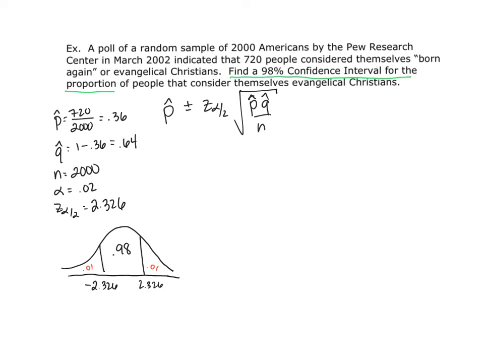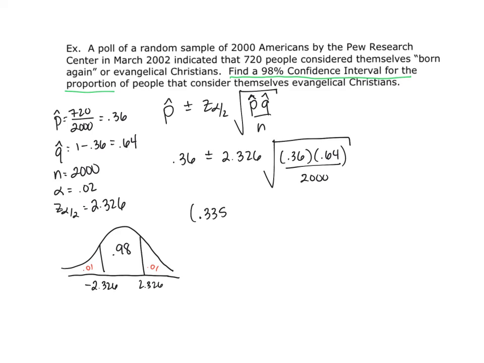So our confidence interval is going to be found by taking 0.36 plus or minus 2.326 times the square root of 0.36 times 0.64 divided by 2,000. Carefully typing this in our calculator, our lower bound is 0.335 and our upper bound is 0.385. We are 98% confident that the population proportion of evangelical Christians is between 0.335 and 0.385.